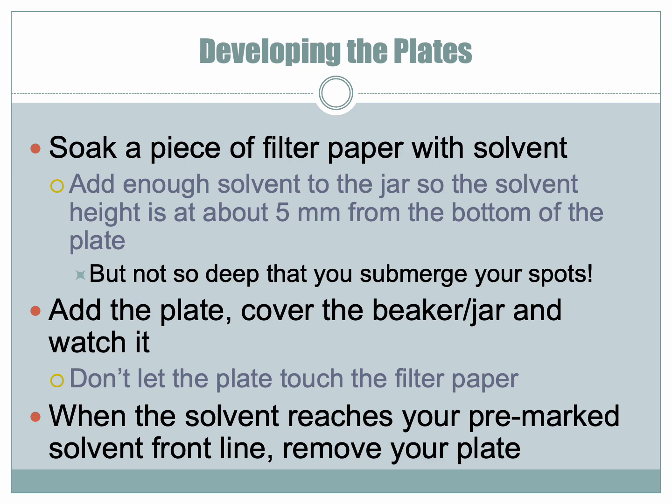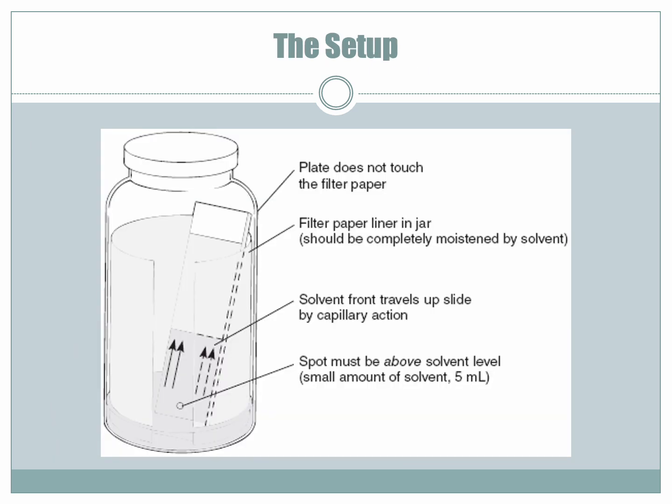Add the plate, cover the beaker or jar, and watch it. You have to cover it because we have to keep the concentration of fumes high in the gas phase inside the chamber. When the solvent reaches your pre-marked solvent front line, remove the plate.